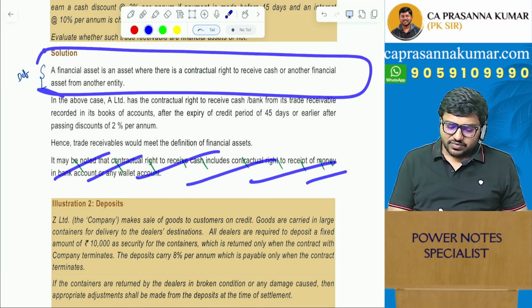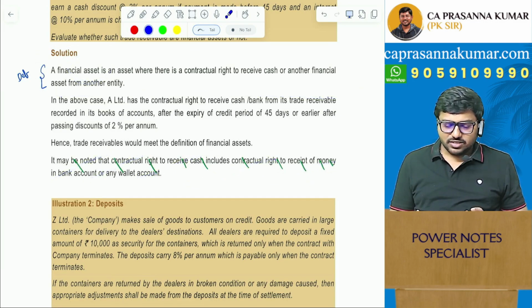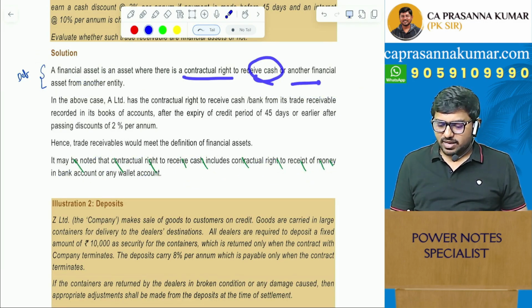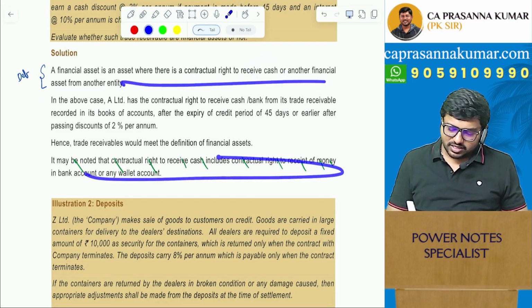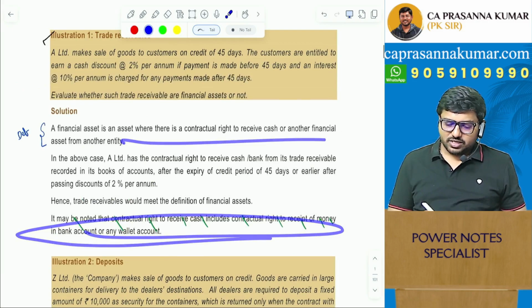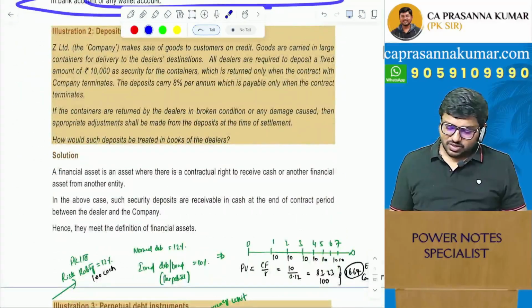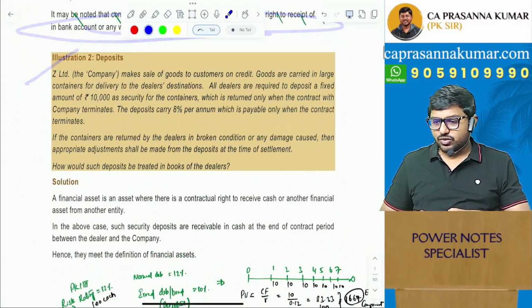Here itself you can write: a financial asset is an asset where there is a contractual right to receive cash or bank balance or another financial asset from another entity. Simple. You write that, it is covered. This sentence is not necessary. I hope this is clear. A simple question, nothing is there. Moving on to question number 2, illustration 2.